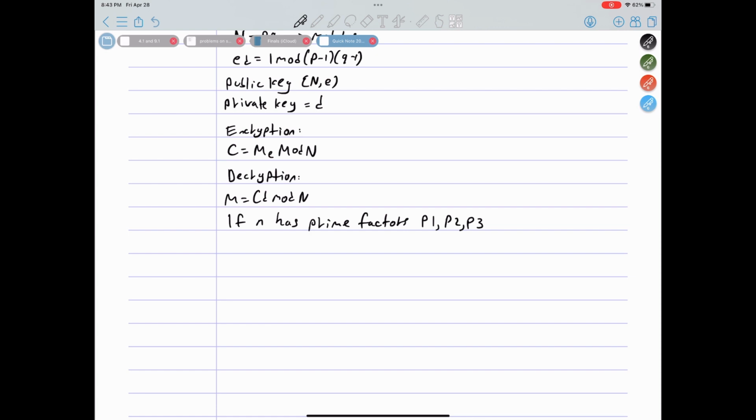To prove this, we first need to define the function phi(n), which represents the number of integers less than n that are relatively prime with n.